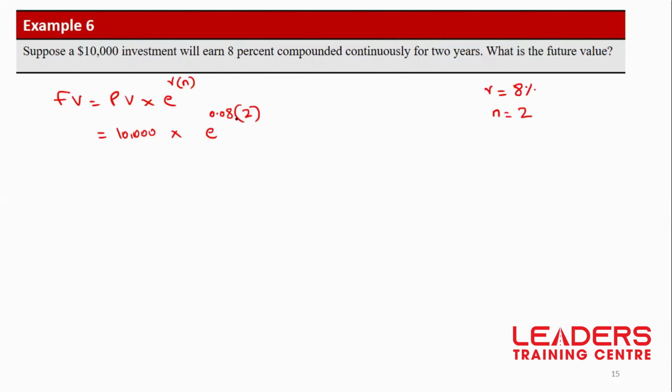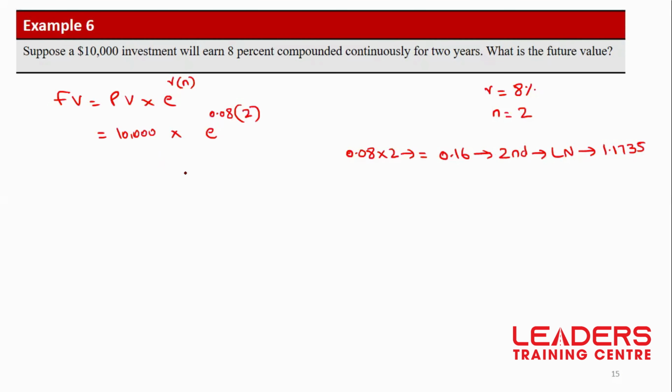So how are you going to use the calculator? First, you're going to press 0.08 multiplied by 2 and press equal. 0.08 multiplied by 2, you should get 0.16. Once you have 0.16 on the display screen, you should press second and ln, which is the natural log button to the left of 7. You can clearly find on this button e to the power of x. When you press that, the answer you should get is 1.1735.